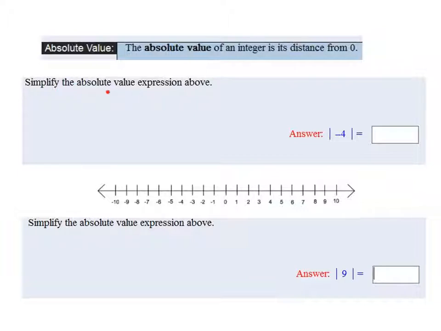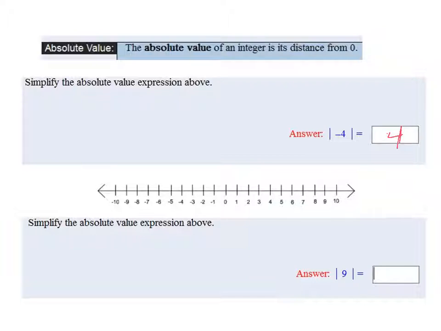Let's look at this first example. They want us to simplify the absolute value expression. Well, it says above, but I didn't want to click the whole screen, so here it was. This was the absolute value of -4. That means we come over here and look at this number line and say, okay, here's -4. What is the distance to 0? So I would go 1 unit, 2 units, 3 units, 4 units. That is 4 units from 0. So the absolute value of -4 is a positive 4.